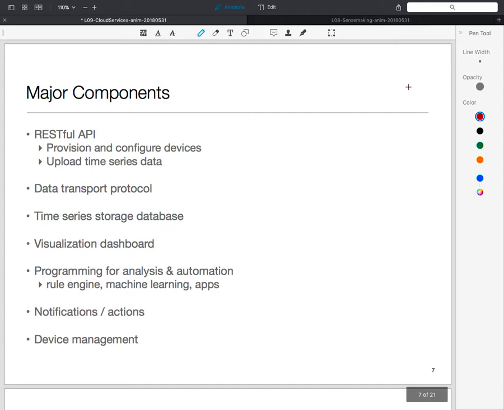If you step back, all of these services are dancing around a few key concepts. Firstly, very common is that they will provide some sort of API, typically a REST API, so that you can provision and configure devices. You can tell the system this sensor is this type, stuff like that, and also upload time series data and download it. Does everyone know what REST APIs are?